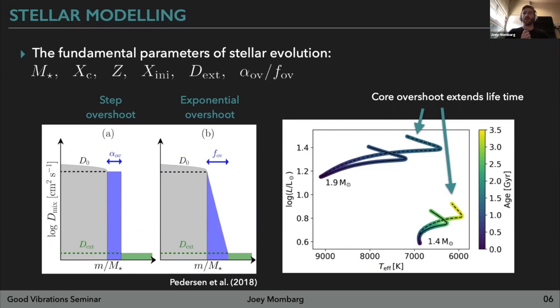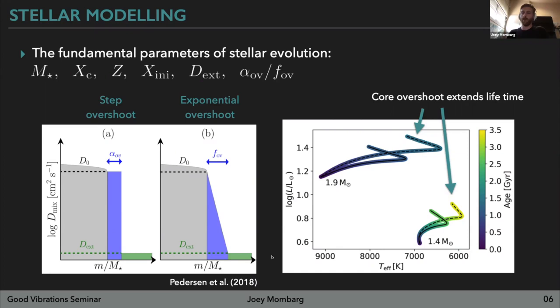And as we've seen in previous seminars as well, the estimate of the overshoot is, of course, very important if you want to do accurate age determinations, as the overshoot will prolong the lifetime of the main sequence.